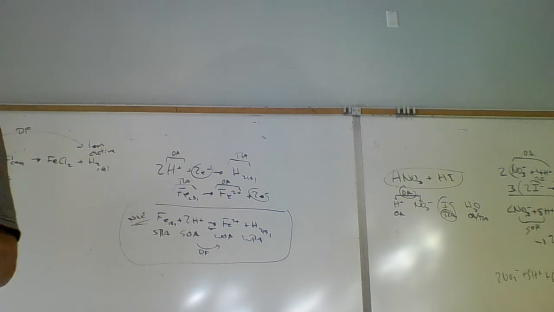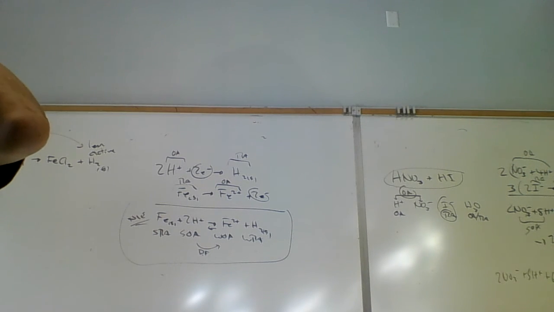There are exceptions. You know, we could come up with a rule. The rule is that the higher the charge, the more likely it is to be an insoluble solid. The lower the charge, the more likely it is to be a soluble solid, except for one: group 1 and ammonium.